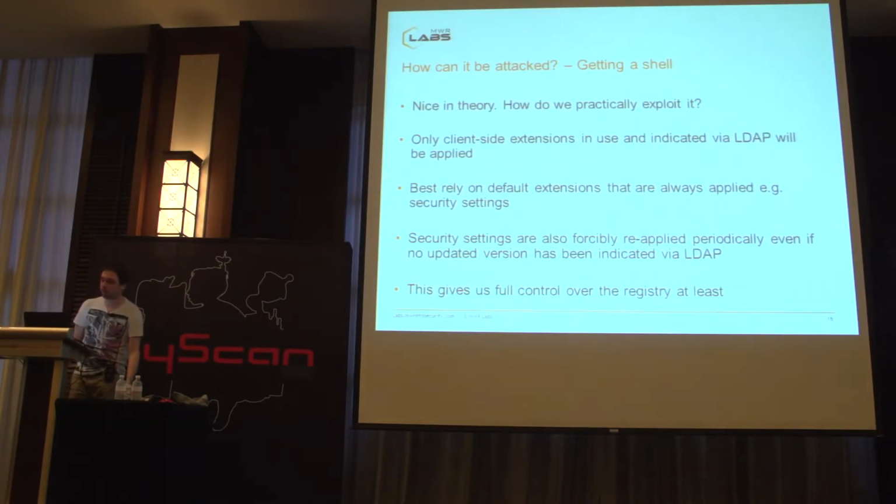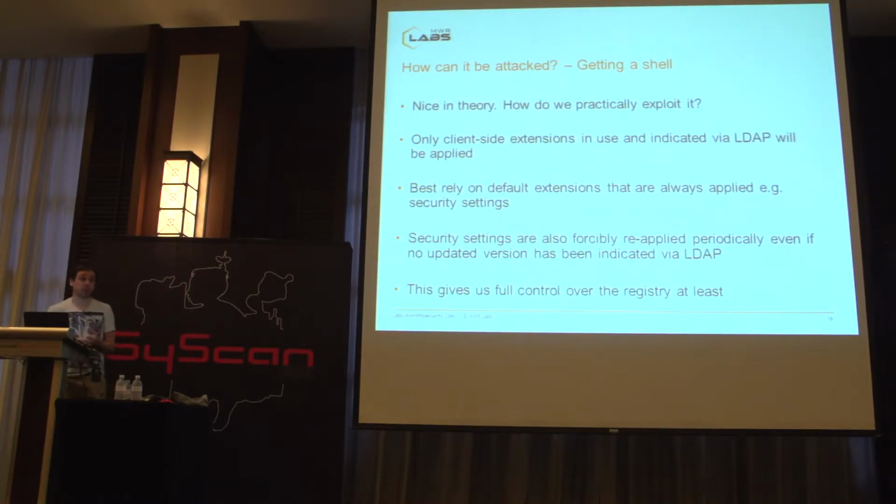Now, I mentioned client-side extensions before. So the important point here is that only client-side extensions that are actually in use for relevant GPOs and indicated to be so via LDAP will be applied. Additionally, in general, group policy will only be forcibly applied when a new update is made to group policy, and that's also generally indicated by LDAP as well. And so it may not even update unless an administrator has made a change, which kind of puts significant constraints on the timing window of when we can do this. But ideally, to make this most viable for us, we want to rely on default extensions that we know are always going to be applied.